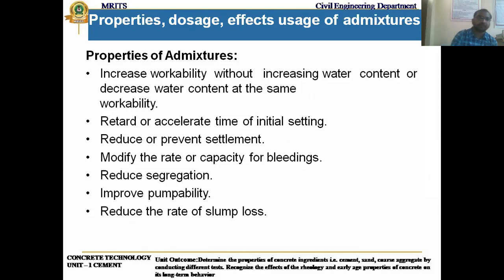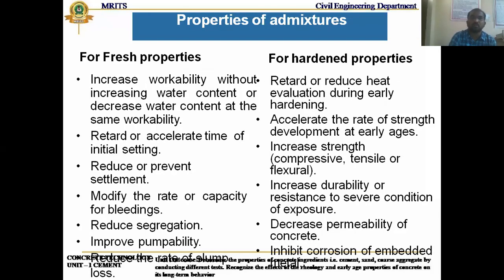And what are the properties, dosage, as well as effects and usage of admixtures? An increase in workability will increase the water content, and they decrease the water content at the same workability. They will retard as well as accelerate the initial setting, reduce the settlement, reduce bleeding, reduce segregation, improve the pumpability, and reduce the slump loss also.